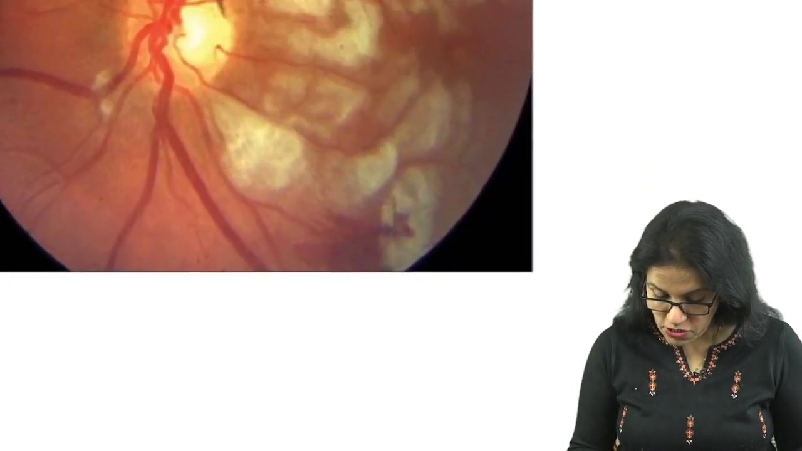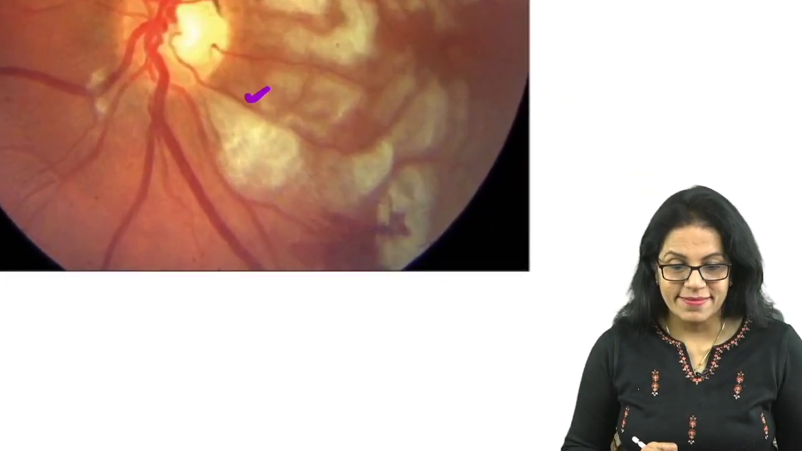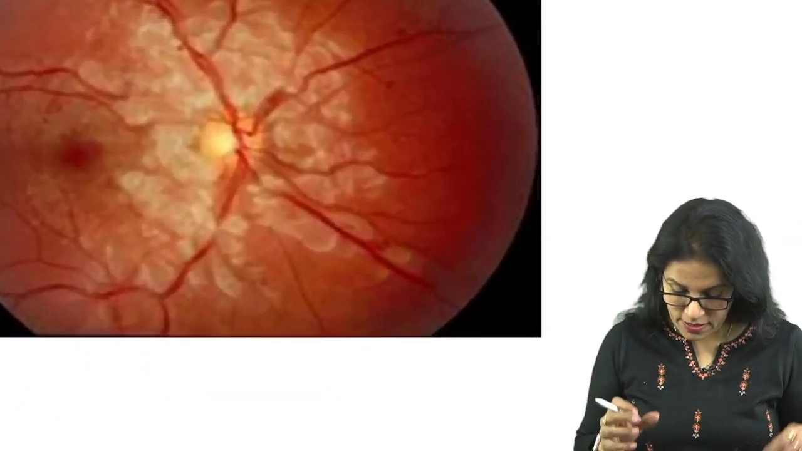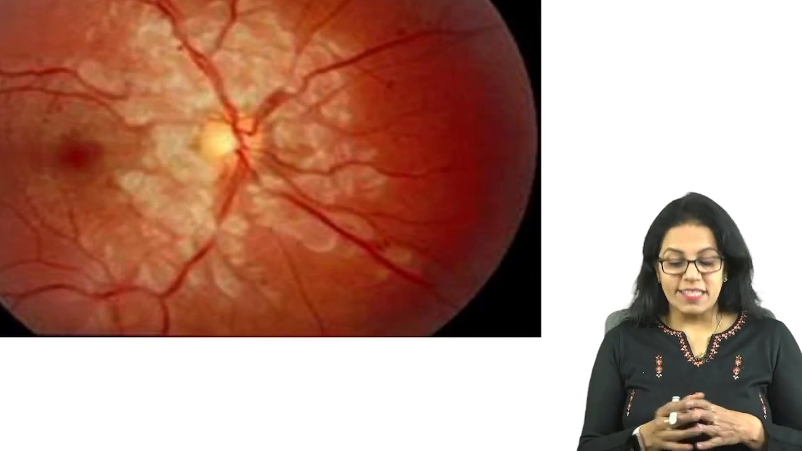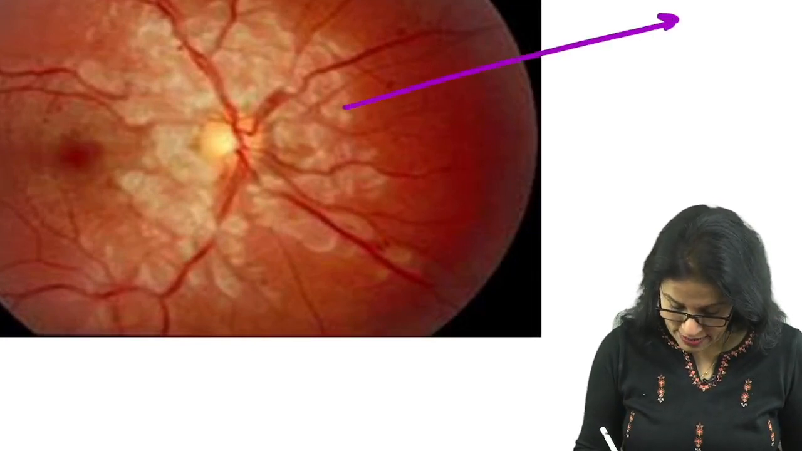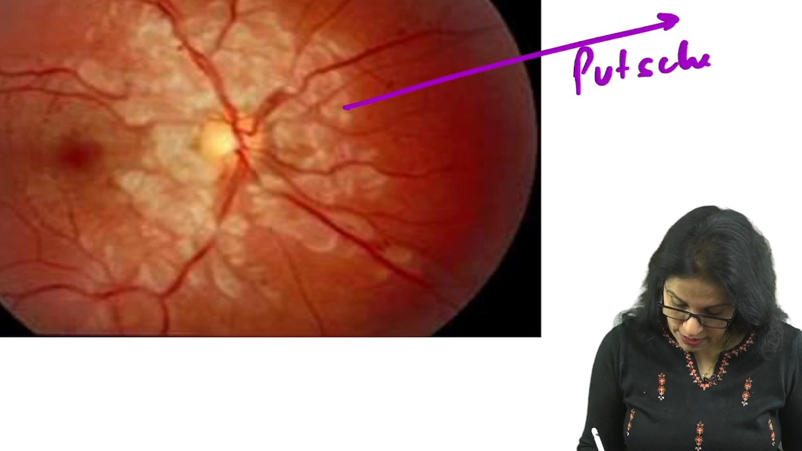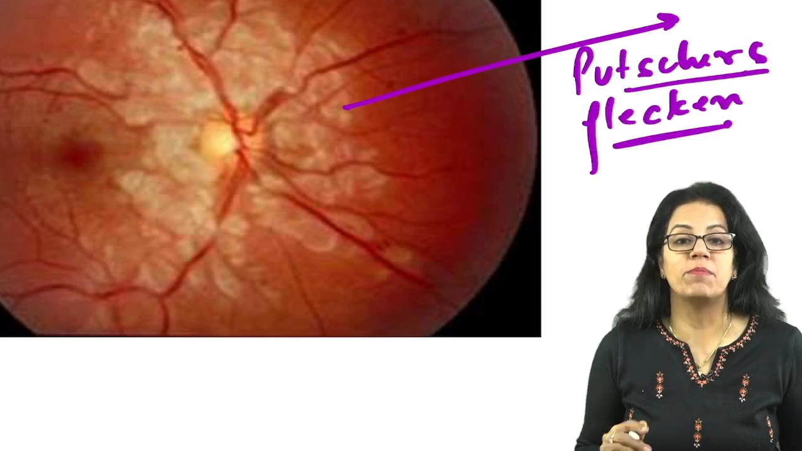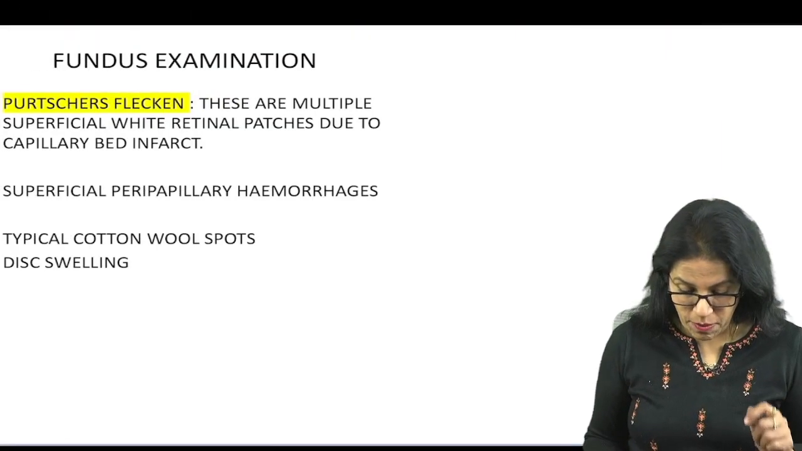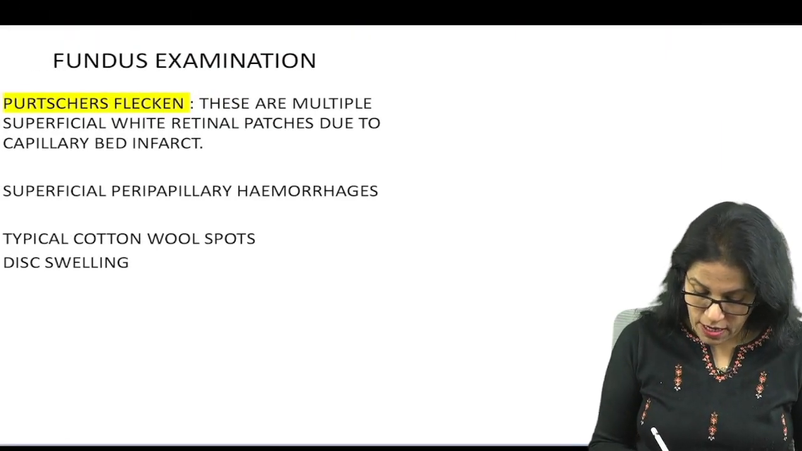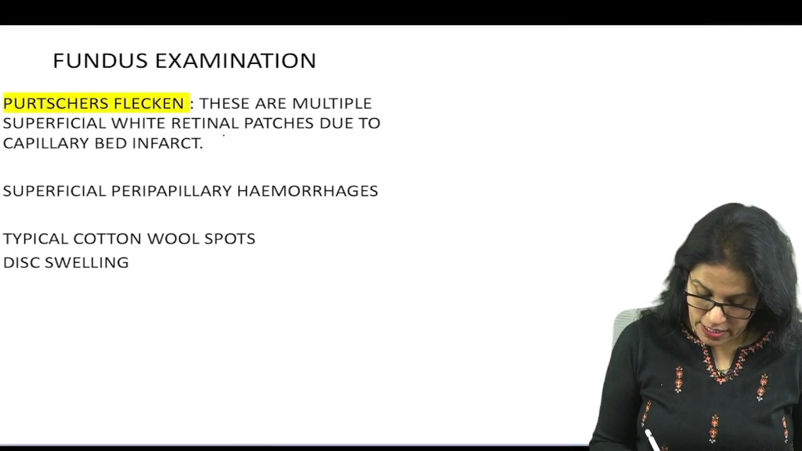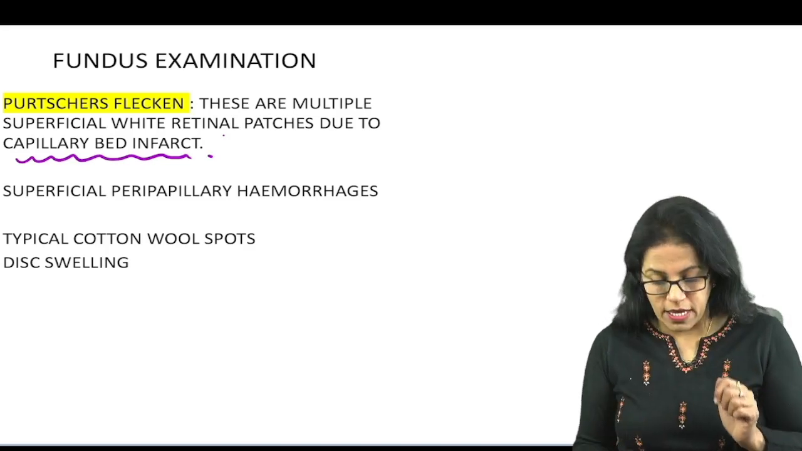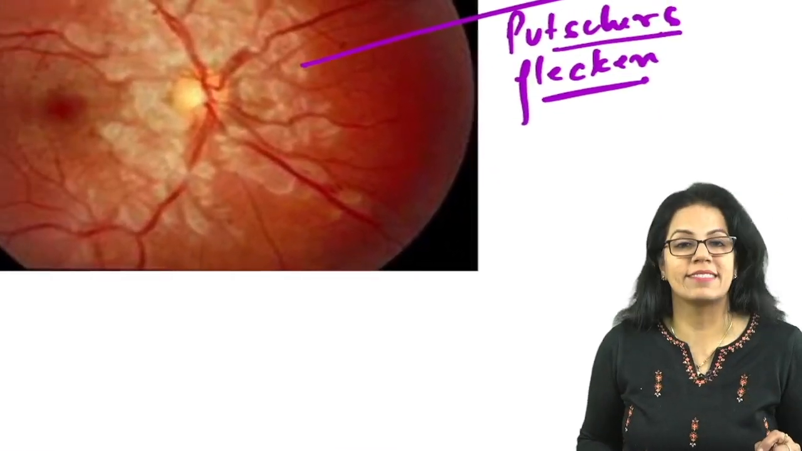And what is this picture? This is another picture here. Look at this one. This doesn't look like cotton wool. These are called Purtscher's flecken, and they are nothing but blockage of very small capillaries. Okay, so just remember this. Purtscher's flecken are multiple superficial white retinal patches that you see due to capillary bed infarcts. Very small capillaries infarct, it will lead to Purtscher's flecken.